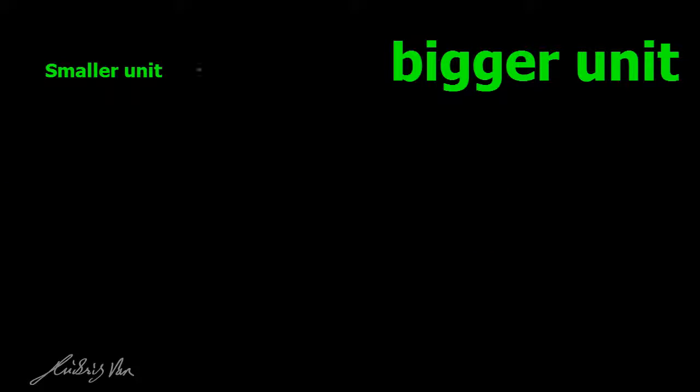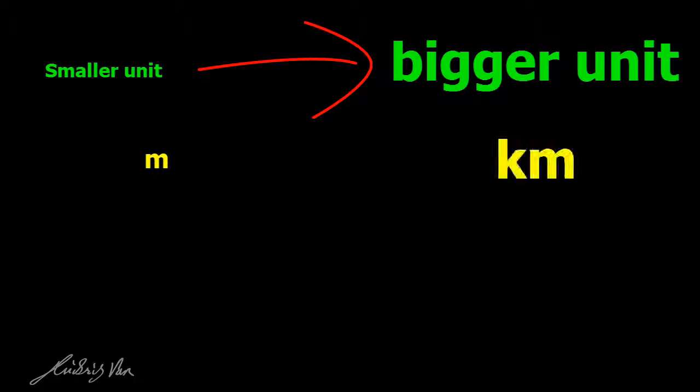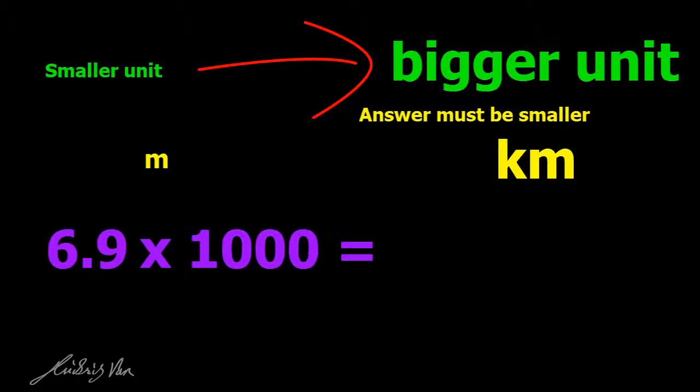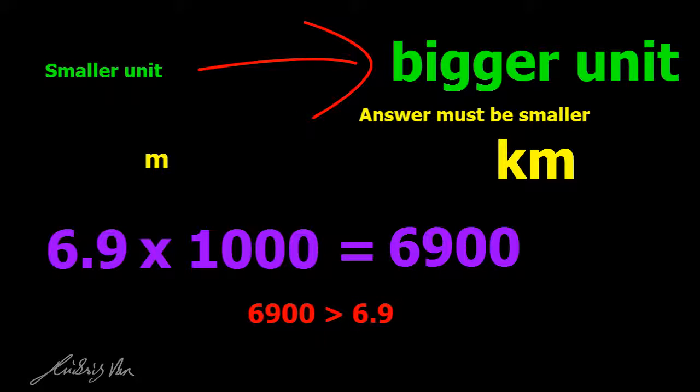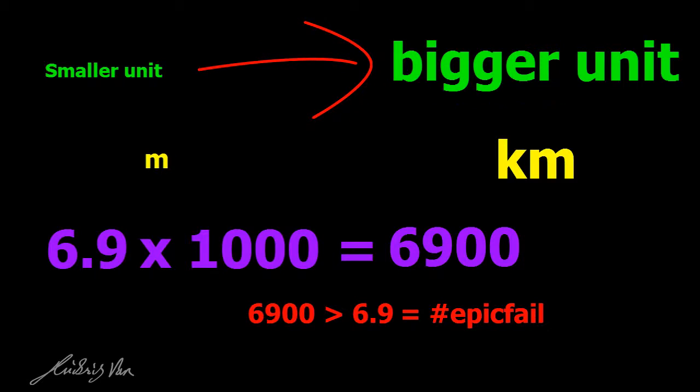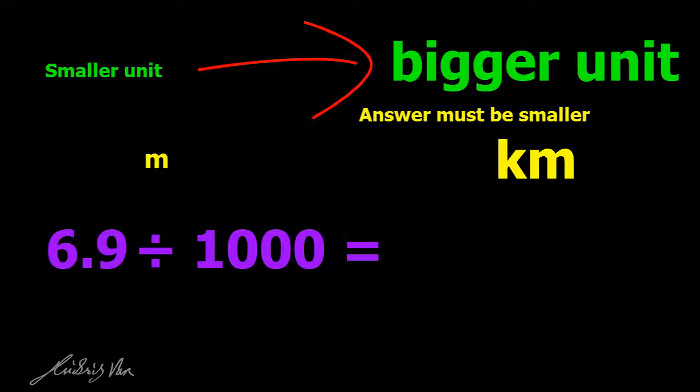So when we are converting from meter to kilometer, and you take 6.9 times by 1000, you will get 69,000, which is bigger than 6.9. You will know that you did something wrong. Because when you are converting from meter to kilometer, or from a smaller unit to a bigger unit, your answer must be smaller than the original. So since times doesn't work, you just have to do the reverse, which is divide. And behold, you will get the answer.